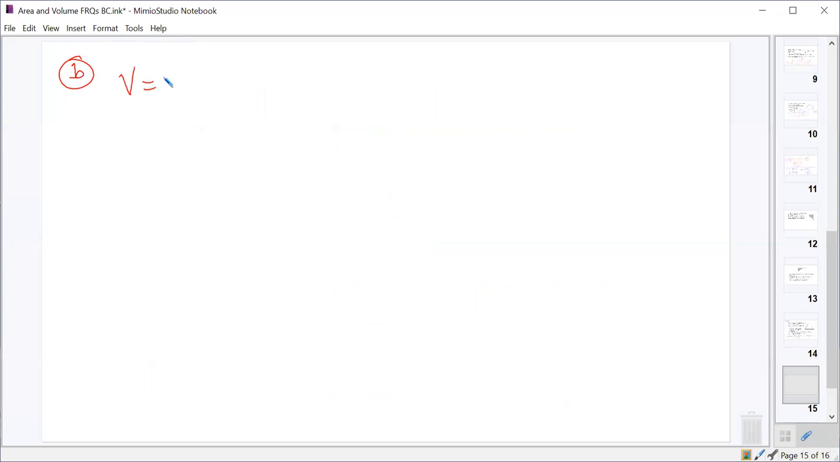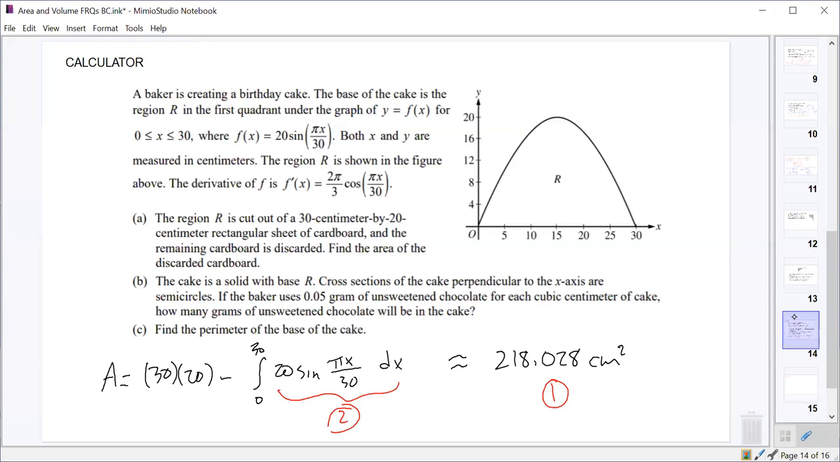So what did it say we had? I forgot. I got too distracted by the chocolate. Semicircles, right? So we've got semicircles perpendicular to the x-axis, which means that the area of each of the cross sections should be 1/2 pi times the radius squared. But if we think about it, this is the diameter, so our radius is half of the value of our function. So our radius ought to be 10 sine pi x over 30.